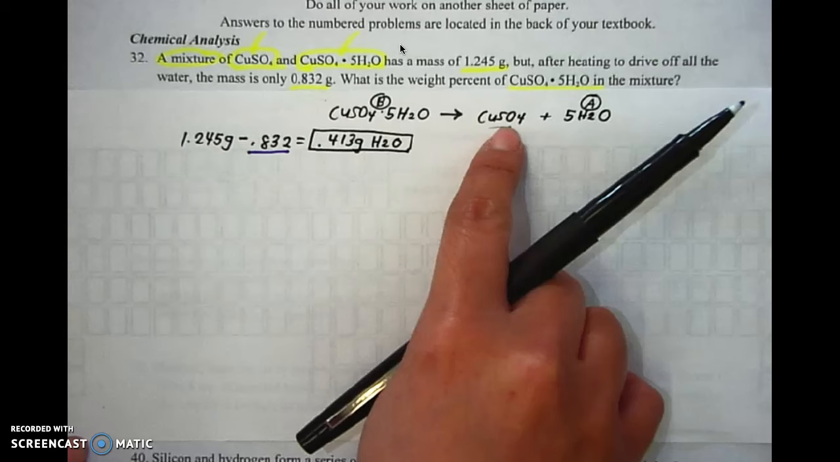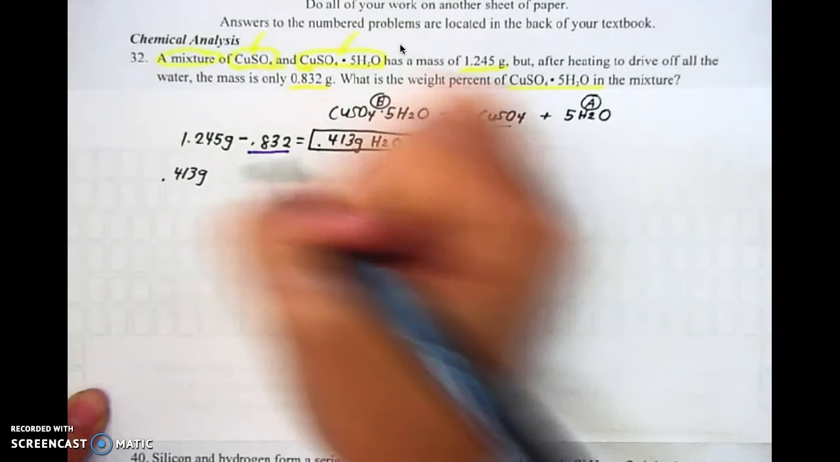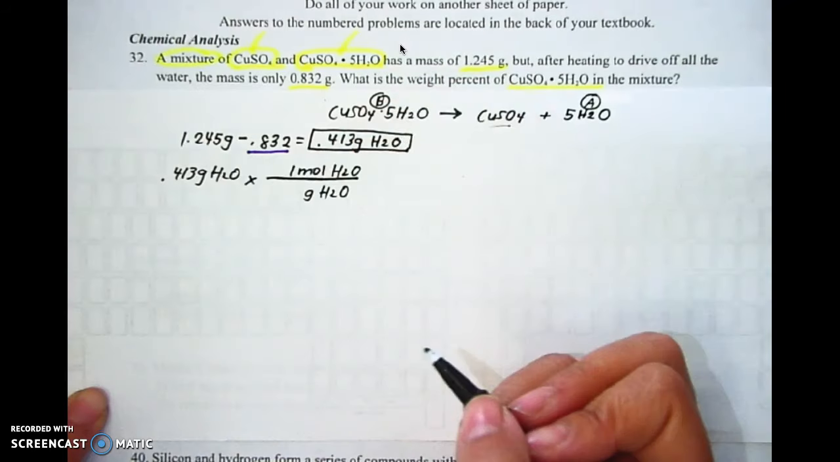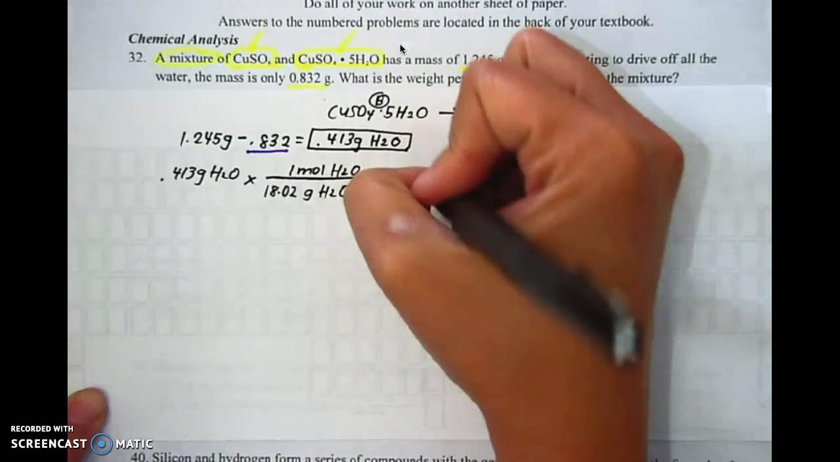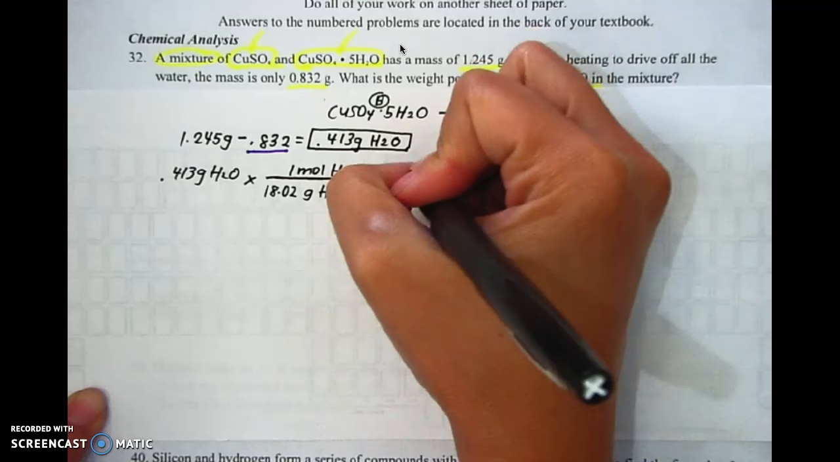This one's kind of a tricky problem. We're going to take my 0.413 grams of water, and we're just doing a stoichiometry setup here. I need grams of water on the bottom over 1 mole of water on top, and the molar mass of water is 18.02. I want to get rid of moles of water, so I put moles of H2O on the bottom, and I want to convert this to moles of copper sulfate pentahydrate. I have 5 moles of water from my equation, and 1 mole of copper sulfate pentahydrate. And lastly, you're going to take this all the way out to grams.